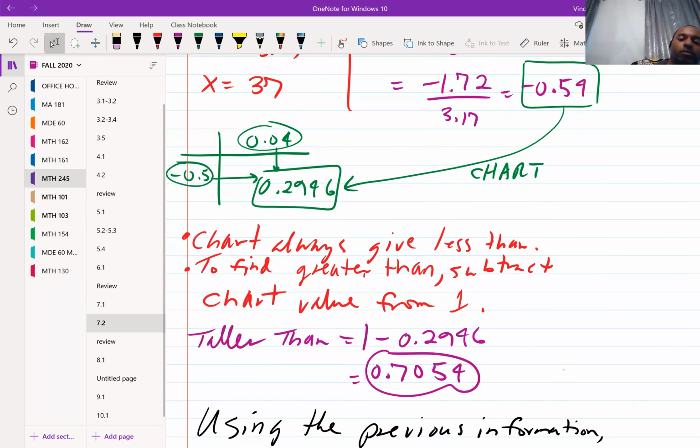And yep, so that's it. So you're talking about taller than, greater than, hotter than. There'll be key phrases that will represent the same thing. More than, you will subtract your value from 1. Above, subtract the chart value from 1.